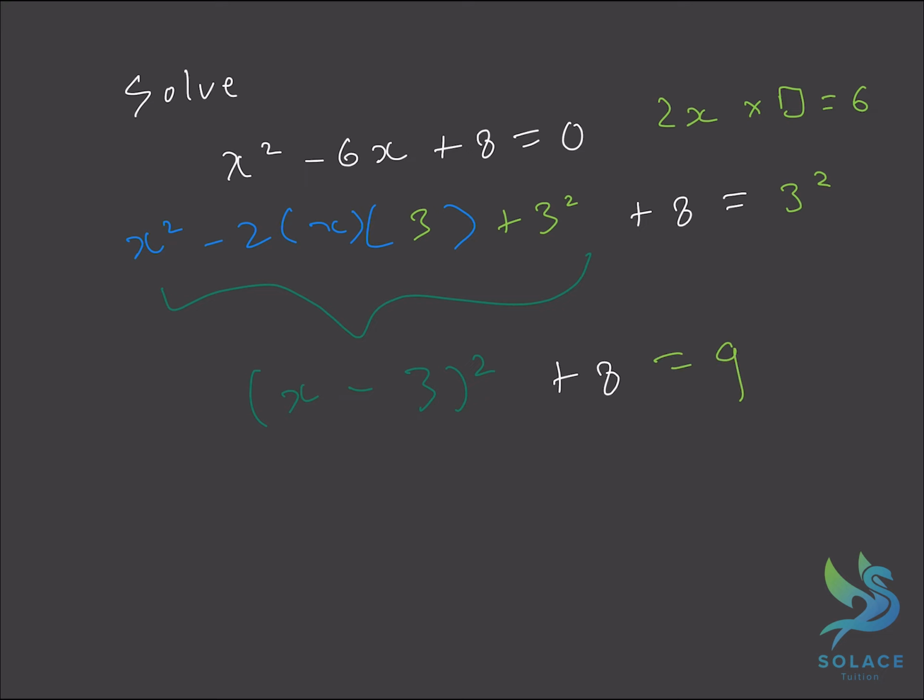Now let's clean this up a bit. So take away the 8 to the other side. So what are we left with? On the left, x minus 3 whole squared equals 9 minus 8, which is 1. Now let's say we're trying to solve x minus 3. You just do a square root: x minus 3 equals plus minus square root of 1, which is just 1. You might be wondering why plus minus.